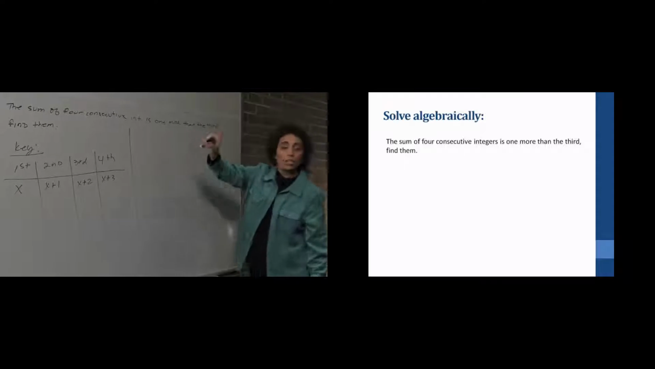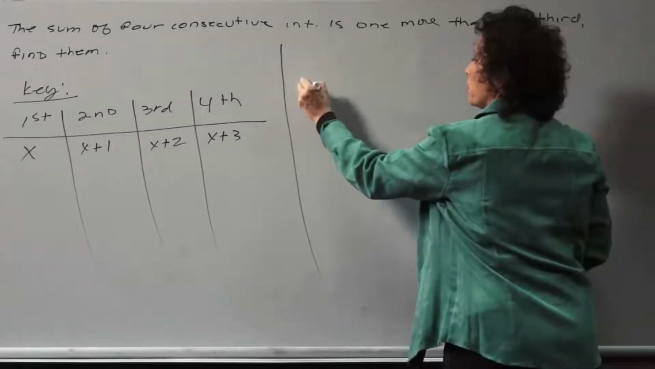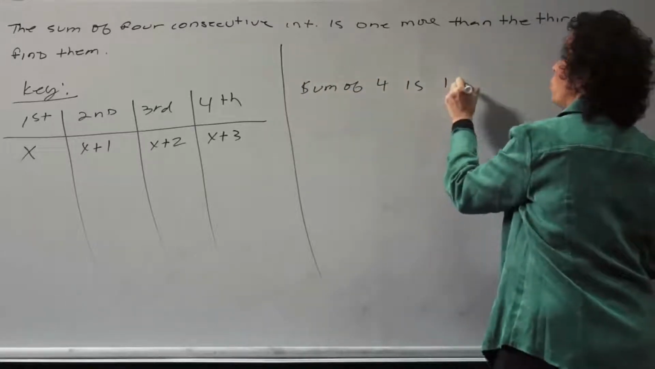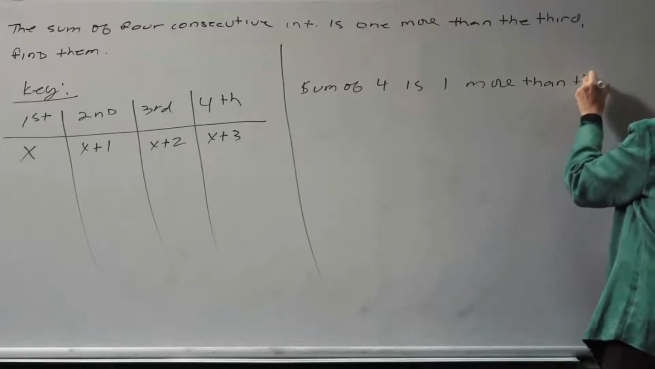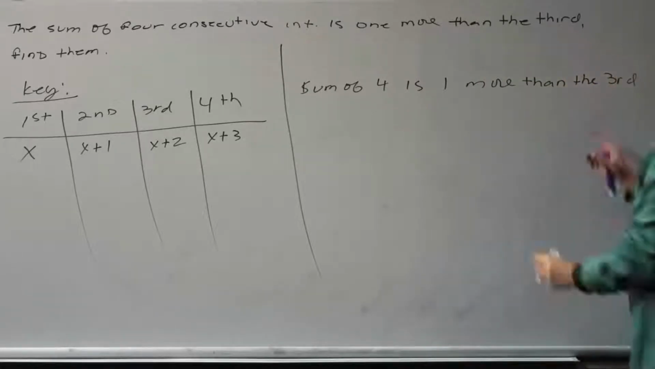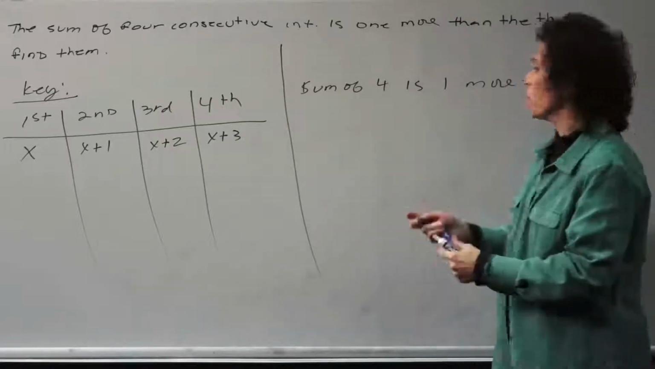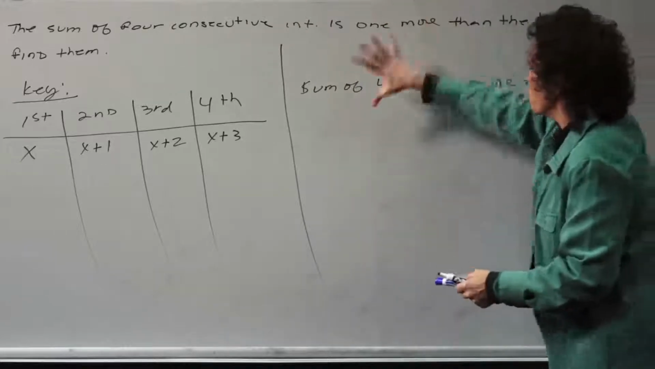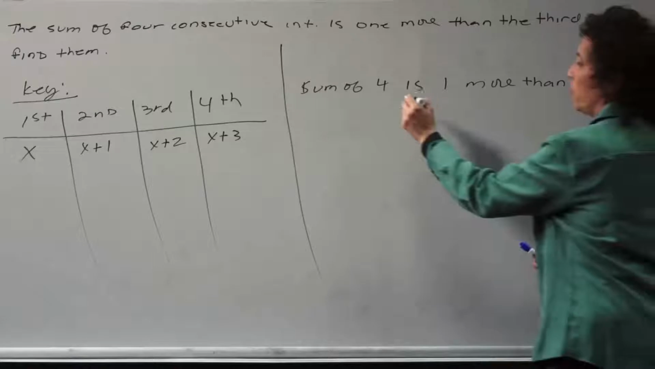Let's look at the equation. The sum of 4 is 1 more than the third. That's what we're looking at. That's where the equation comes from. Word for word. I don't have to think about it. I don't have to think about, oh, which one do I make x? We're just going to write the problem down and just plug it in. It's very quick.